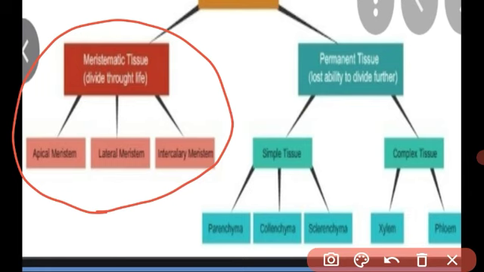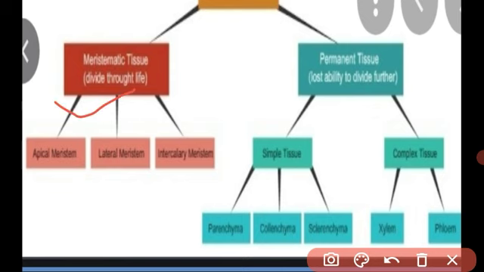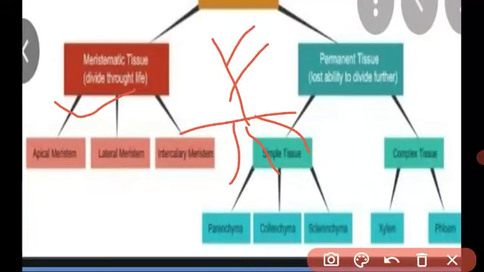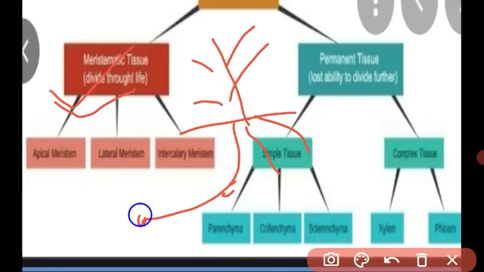Let us see the meristematic tissue. Meristematic tissue is called the dividing tissue. Due to this meristematic tissue, the plant can grow. You know, plants have two parts: root and shoot. See, this is the small plant, this is the root, and this is the shoot part. These roots are elongated. Why? Because on the tips of the roots the meristematic tissue is present, and these cells continuously divide. So the root is elongated.